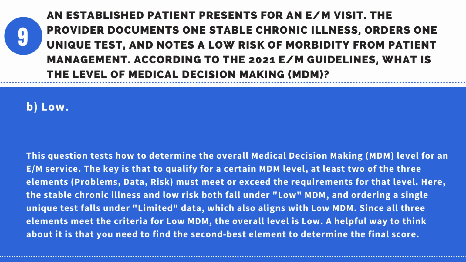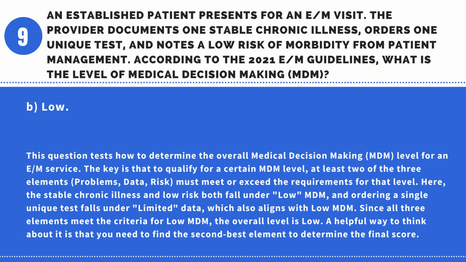Answer: B. Low. This question tests how to determine the overall medical decision-making, MDM, level for an E/M service. The key is that to qualify for a certain MDM level, at least two of the three elements, problems, data, risk, must meet or exceed the requirements for that level. Here, the stable chronic illness and low risk both fall under low MDM, and ordering a single unique test falls under limited data, which also aligns with low MDM. Since all three elements meet the criteria for low MDM, the overall level is low. A helpful way to think about it is that you need to find the second best element to determine the final score.